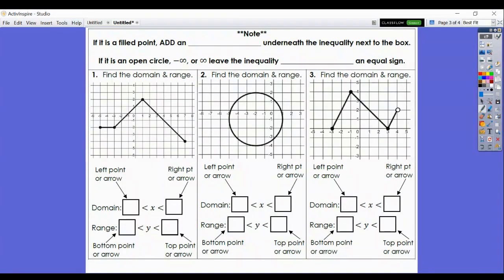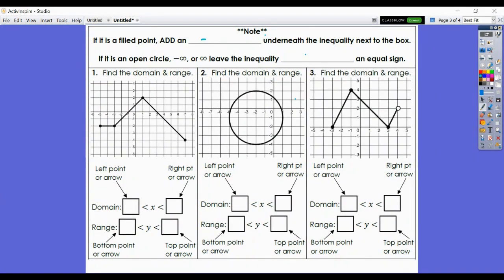So go ahead and make sure you find this setup in your notes and let's fill these in. Note that if it is a filled point, we're going to add an equal sign underneath the inequality that is next to the box you are filling in. If it is an open circle, negative infinity or positive infinity, we leave the inequality without an equal sign. Okay, let's take a look at filling these in. Like I said, domain is going to be left to right. On the left, I can have a point or arrow, and on the right, I can have a point or arrow.